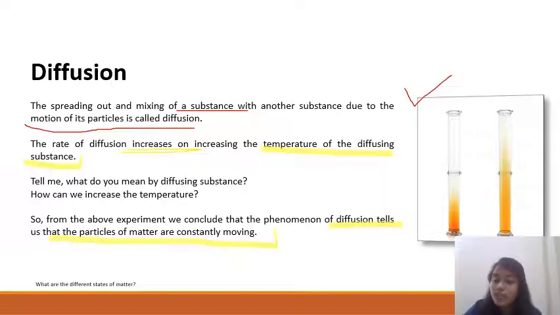Okay. So, as you can see in this picture, you can see this long test tube. Yes, and there are brown fumes present only at the bottom. But after some time, what happened? These fumes get shifted to the upper part of this test tube. It means that the particles are moving constantly.